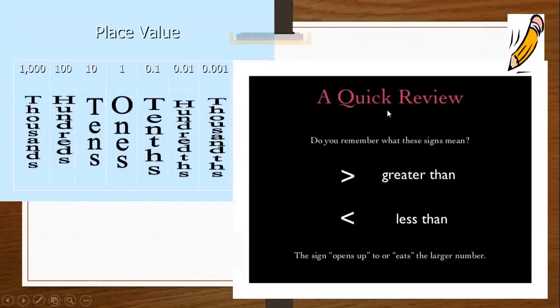Here, I just want to remind you of some important points. Here we have the place value chart, where we can find the ones, then the tens, then the hundreds, and the thousands. All of this is to the left of the decimal point. To the right of the decimal point, we can find the tenths, the hundredths, and the thousandths. Also, we need to revise the greater than and less than signs. You have to know that the mouth is opened towards the big number, as it is going to eat the big number.